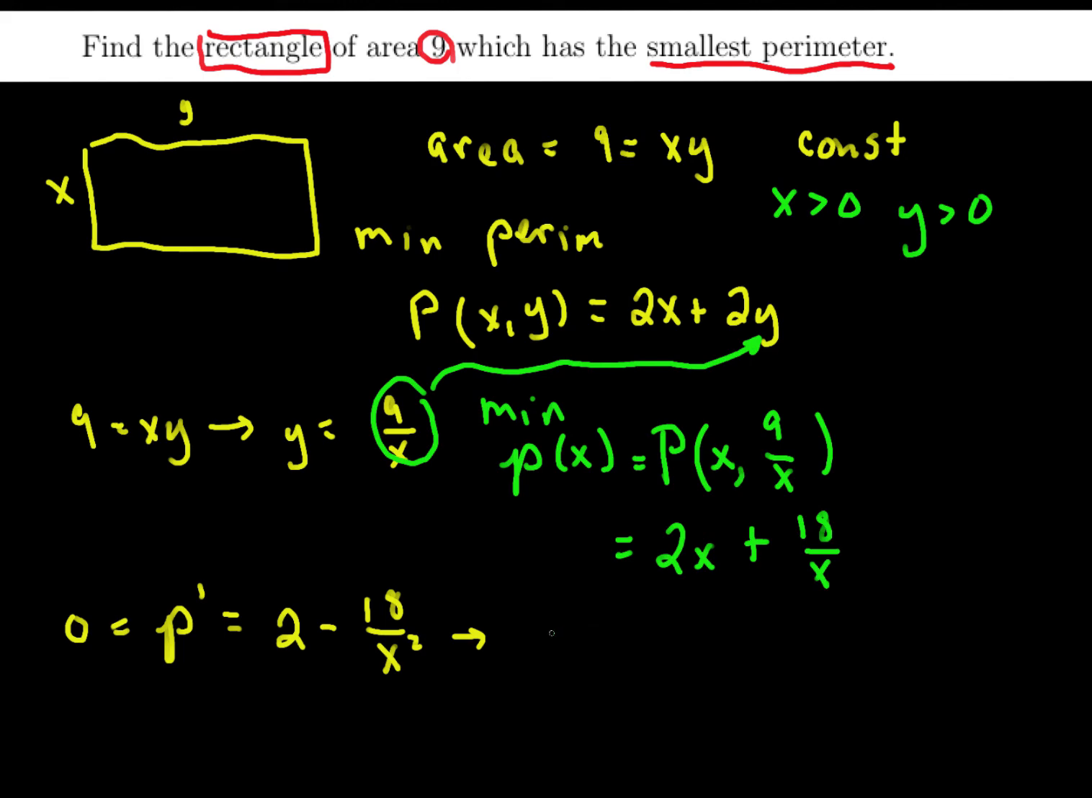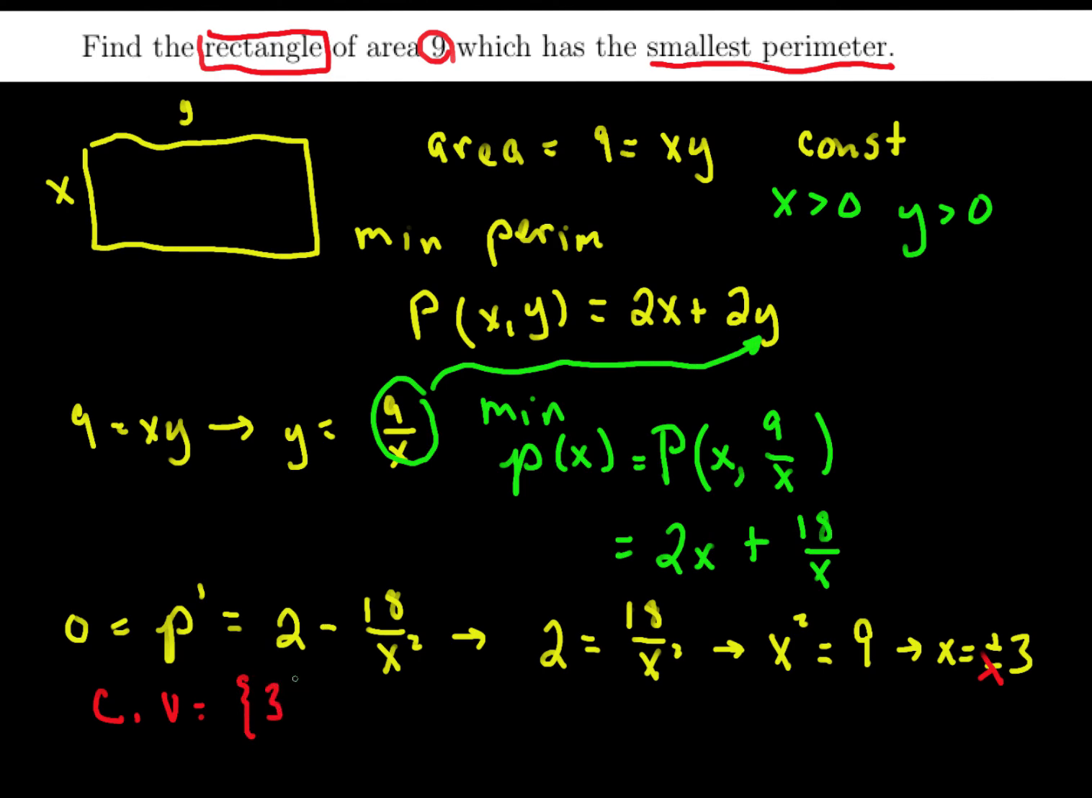which means that, bringing this over to the other side, 2 is equal to 18 over x squared, or dividing by 2 and multiplying by x squared gives us that x squared has to be equal to 9, or x is equal to plus or minus 3. Now we can throw out the negative 3 since we know that x is positive, and we just have our one critical value, which is 3.